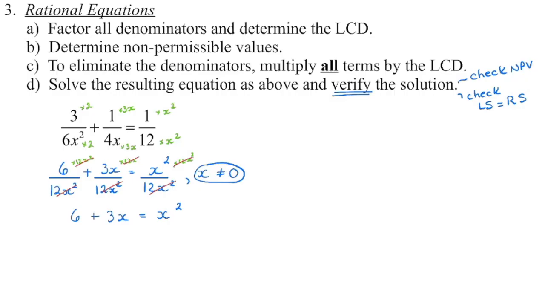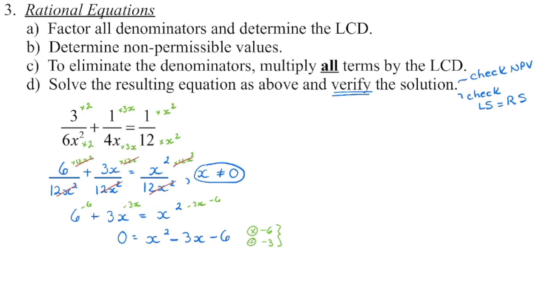Now you're going to take a look and say, what degree is this equation? I can see that it is a degree 2. That makes it a quadratic. So if it's a quadratic, we need to move all terms over to the side where the squared term is positive, and just watch your signs. Every time we cross the equal sign, the sign changes. So we have a negative 3x and a negative 6.